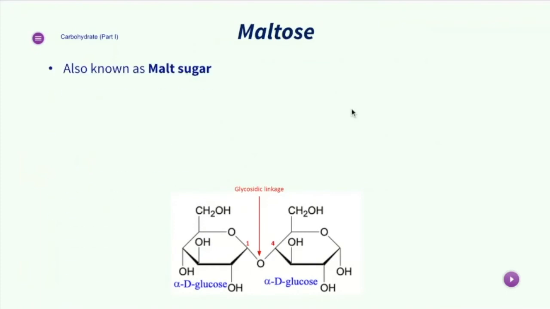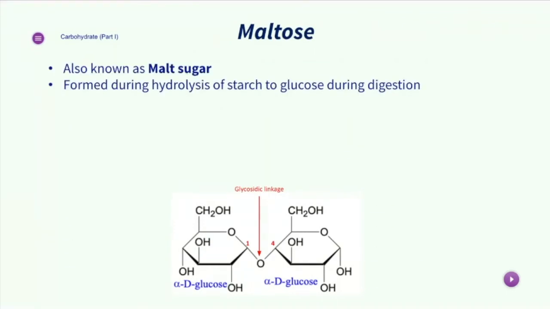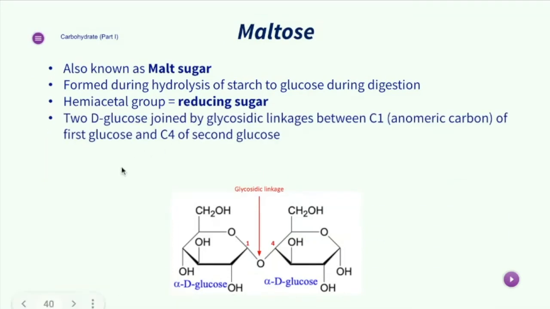Maltose is also known as malt sugar, and it is formed during the hydrolysis of starch to glucose during digestion. It belongs to the hemiacetal group, and a hemiacetal has the aldehyde group. An aldehyde has the carbonyl group that can later be oxidized. So all hemiacetals are reducing sugars. You have to remember that.